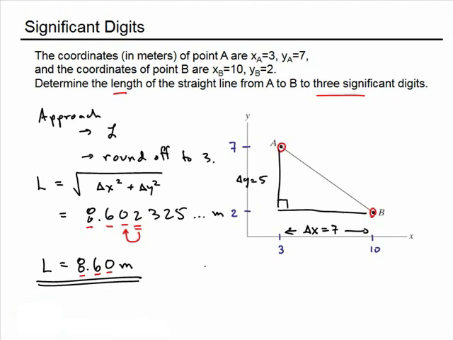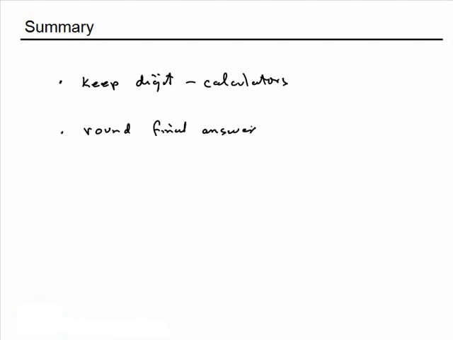So in summary, when making calculations, keep your digits, especially in calculators, until you have the final answer, and then round the final answer to the appropriate number of significant digits. And in most cases, 3 significant digits is very common in engineering. Why? Because in engineering, typical measurements are only good to about 3 significant digits.